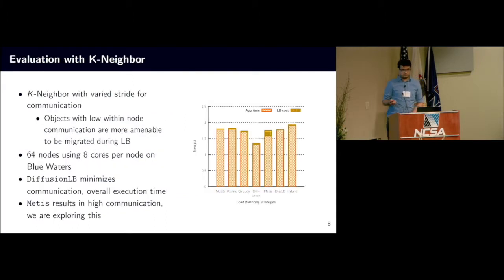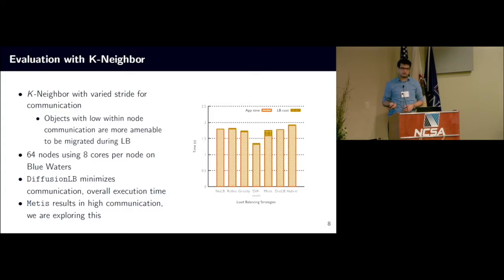So here's an evaluation we've done with the strategy. Here we use a regular k-neighbor with one modification. Rather than communicating to just your neighbors that are one away from you in terms of objects, we vary the strides. You could be communicating with everyone that's 4 away from you in each dimension, for example. So the key thing here is that objects with low within-node communication are more amenable to be migrated during load balancing. If you're communicating 8 away, then your gain is going to be lower.